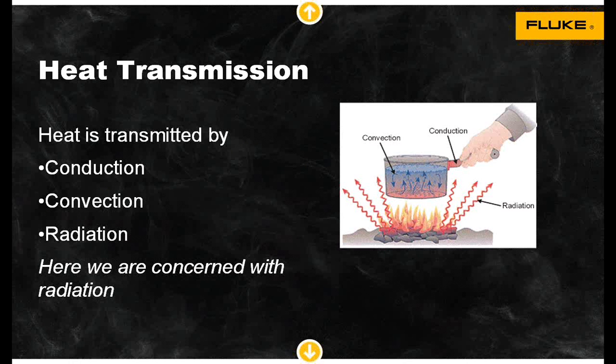Heat transmission. Heat is transmitted by conduction, where an object transmits its energy through contact with another object. Convection, where an object transmits its energy through a liquid or gas, generally not a solid. And radiation, where energy is transmitted in wavelength form from a solid surface. Here we are only concerned with radiation.